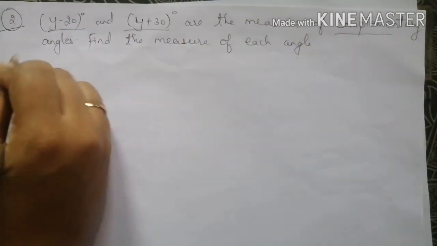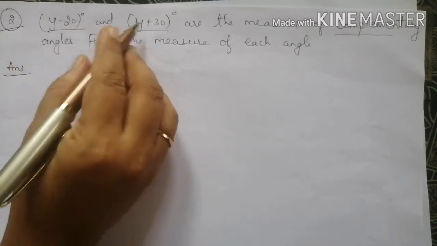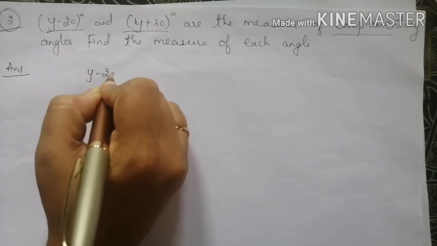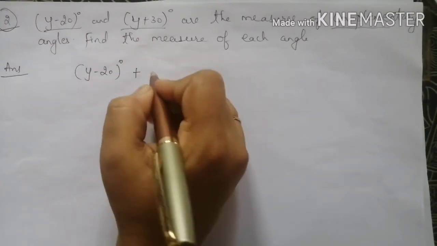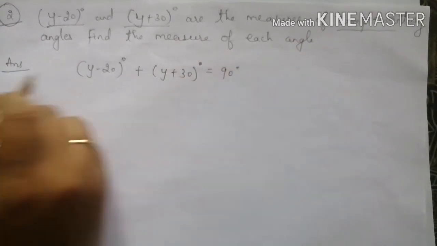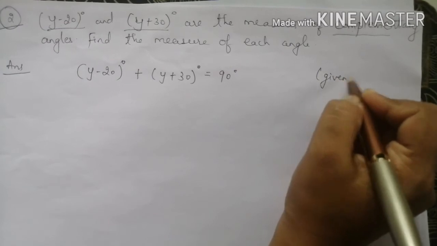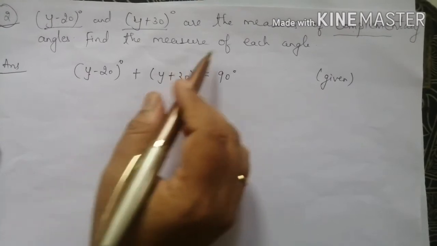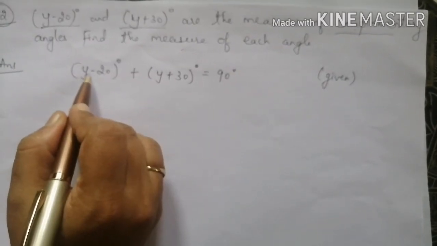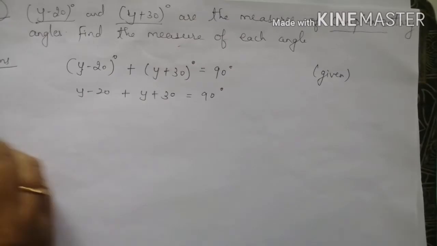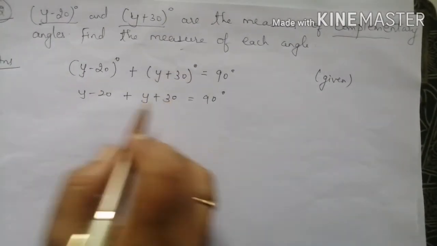They are complementary. So in the first step I will write that their total is 90 degree because they are saying they are complementary angles. So y minus 20 degree plus y plus 30 degree is equal to 90 degree, since complementary means 90 degree. It is given to us. They are complementary. That is why I have added these two angles. Their total is 90 degree. Now to find the measure of each angle, we have to open the brackets. So y minus 20 plus y plus 30 is equal to 90 degree. I have removed the brackets in the second step.